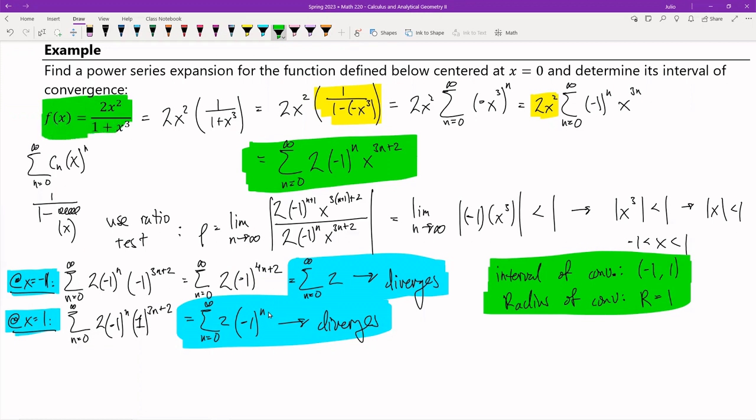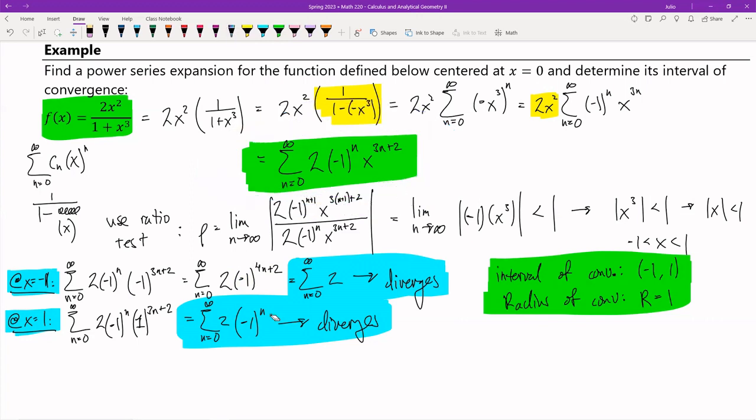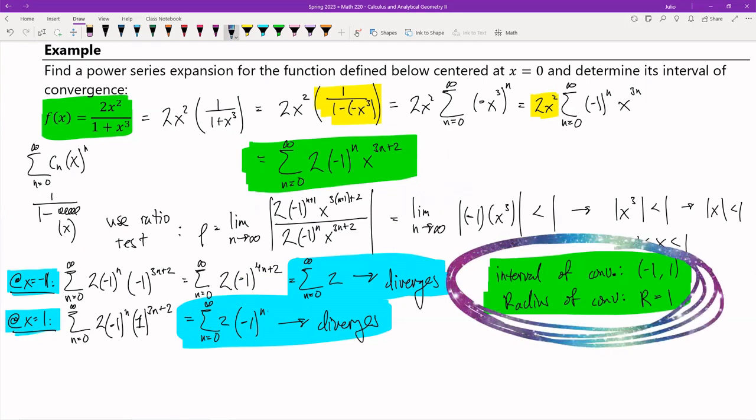So let me summarize really quick, just like I did in the previous one. I'm given a function, 2x squared divided by 1 plus x cubed, and I want to find a power series expansion that matches it. The one that does it is this one. I still need to determine where it matches very well. That's when we have to do the interval of convergence and the radius of convergence. Got it? And it matches really well on negative 1 to 1, not including the endpoints, where my radius of convergence is 1.